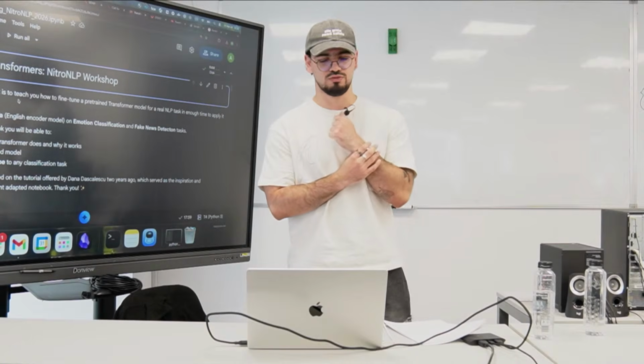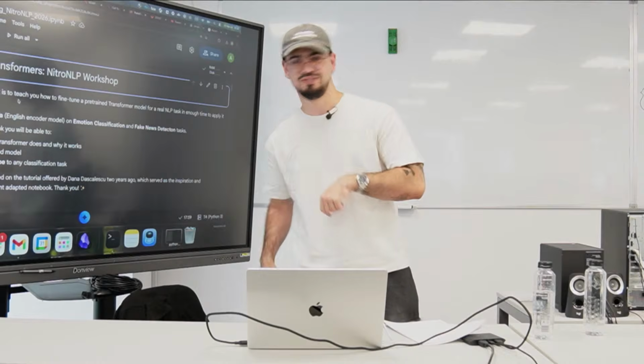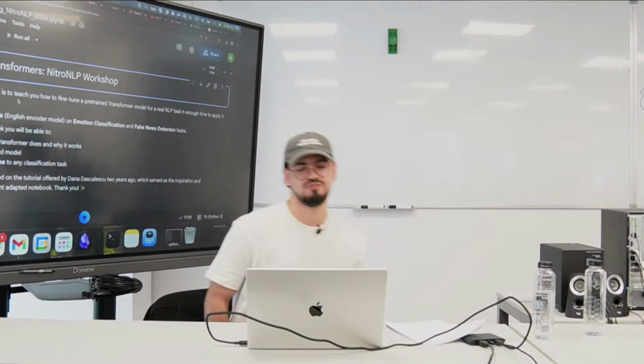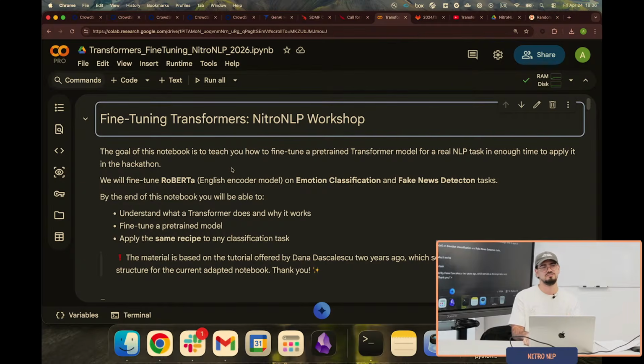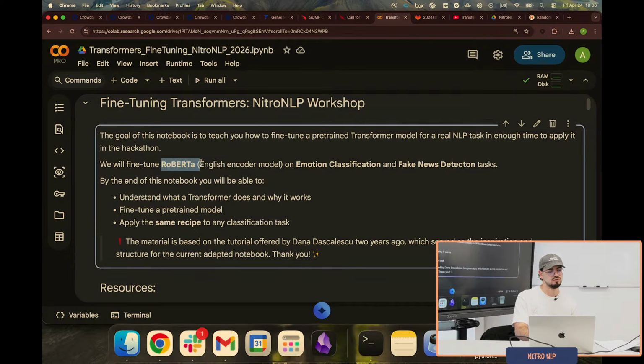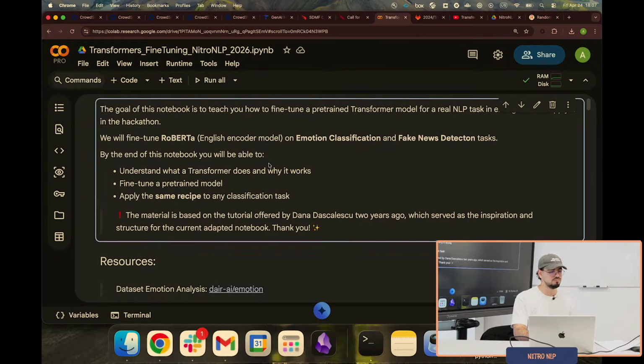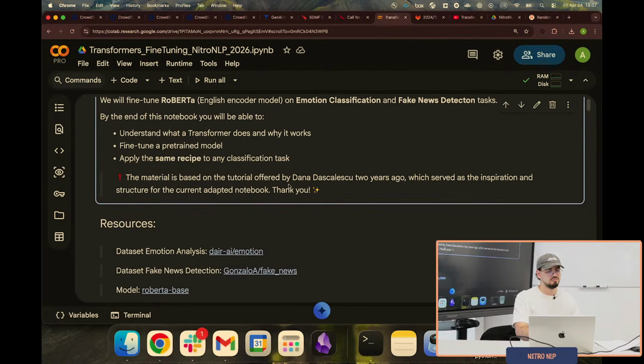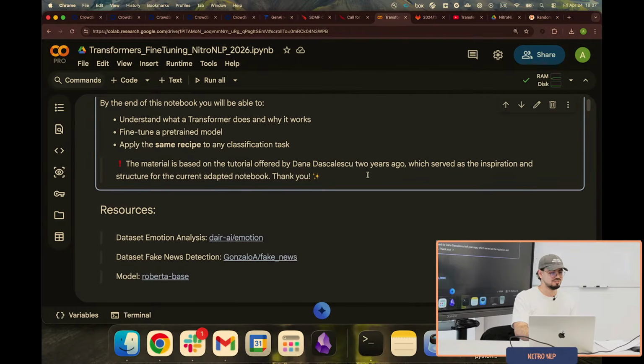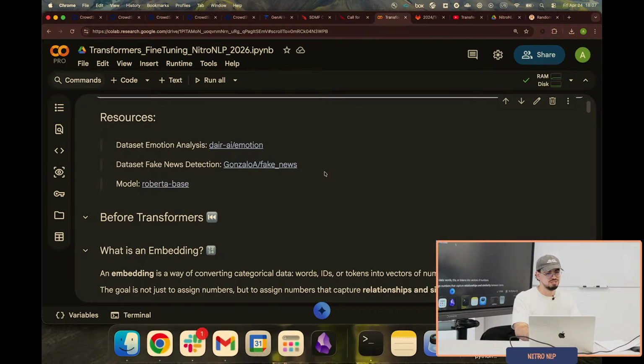The goal of this notebook is to teach you how to fine-tune a pre-trained transformer for a real NLP task, in enough time and in an efficient way, to apply it to the hackathon. We will fine-tune a transformer called Roberta on emotion classification and fake news detection tasks. By the end of this notebook, you'll be able to do the exact same thing I did, with the same recipe, for any classification task and any data set that you like. A small disclaimer: the material is based on the tutorial offered by Dana 2 years ago, which served as inspiration for the structure of this notebook.